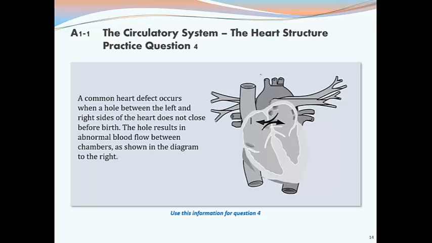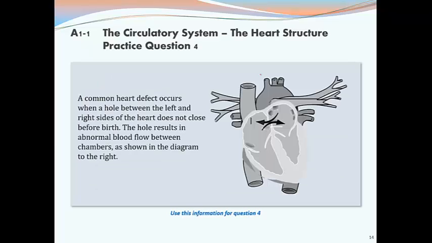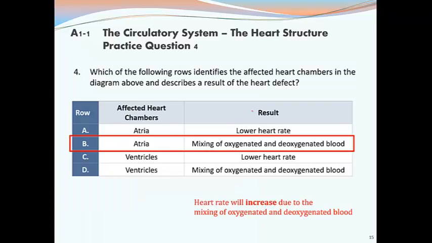So just for question number 4, we ask ourselves, which of the following rows identifies the affected heart chambers in the diagram above and describes a result of the heart defect? So you can see in the diagram that we are looking at the hole happening in the upper part of the heart where we would find our atrium. So the atria are where the affected heart chamber is. That's where the hole is.